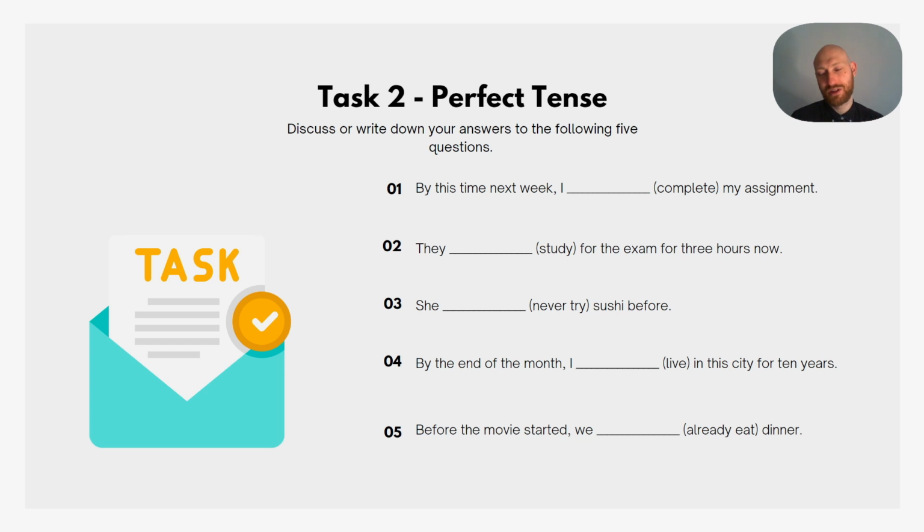You can obviously choose continuous or not, but if we look at the verb, it is not a verb that we use in the continuous tense. So, future perfect, it would be I will have completed, third verb of complete, my assignment. By this time next week, I will have completed my assignment.